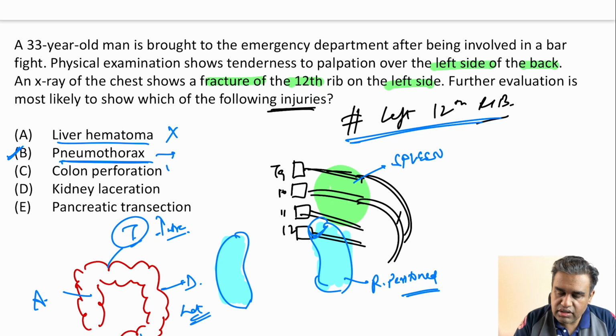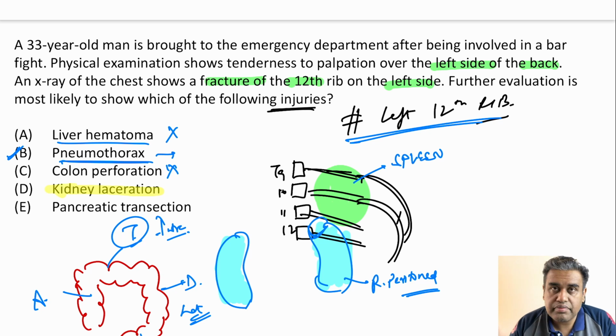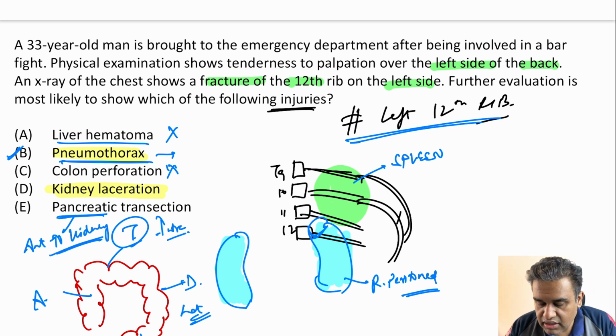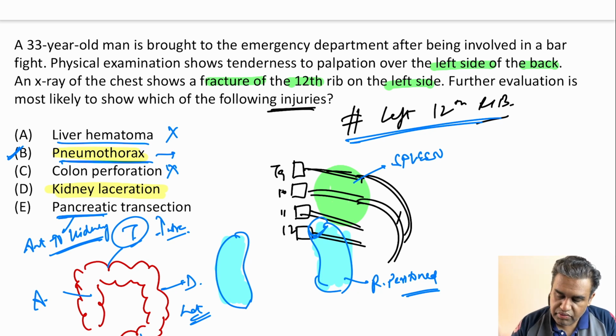Kidney laceration, I already told you, has a very high probability, because being an organ related to the rib, the kidney can easily be lacerated. So we have pneumothorax, we have kidney laceration. Then pancreatic transection. See, the tail of the pancreas goes into the hilum of the spleen, no doubt about it. But the pancreas is anterior to the kidney. So there will be initial kidney laceration, then the pancreas. So this is the point over here, right? So we can go with option B and D.